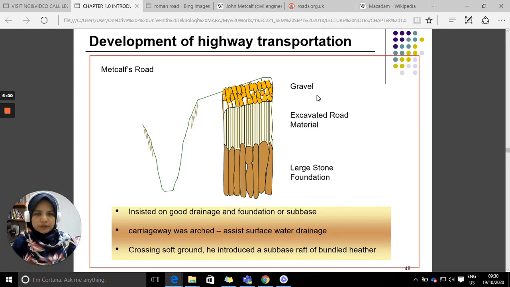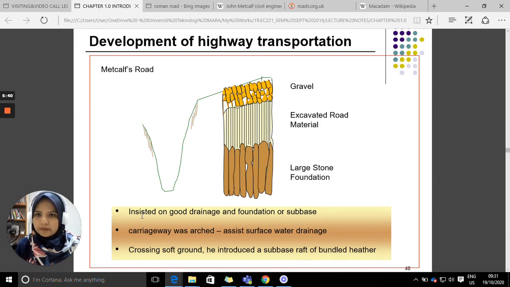The top layer for this Metcalfe road, they used gravel, also arranged as close as possible. And the lower layer, they used excavated road material, which they excavated from another place and brought to the site. Another innovation in this road layer is the use of a large stone foundation. So at this time, there is the word foundation.